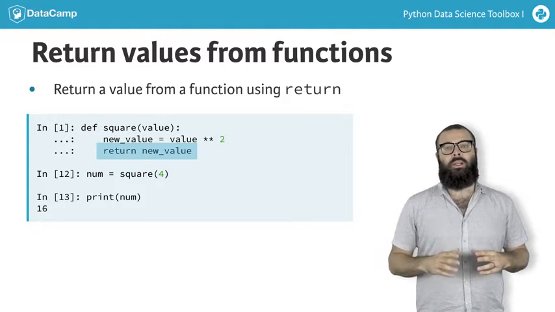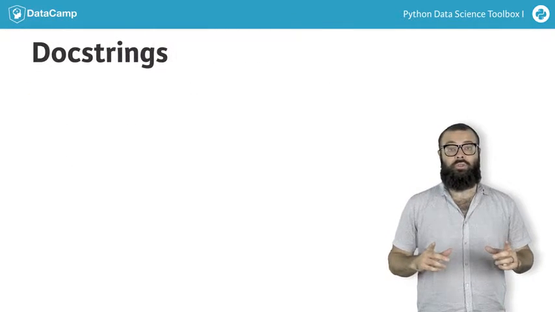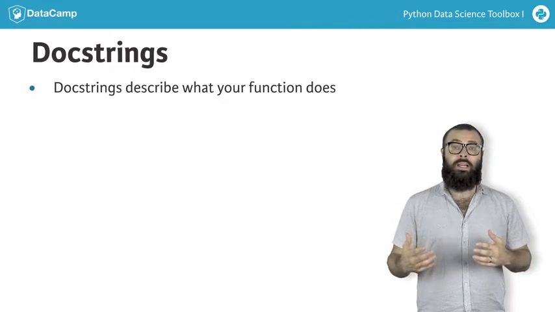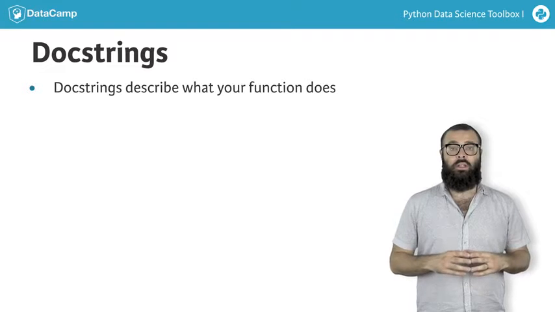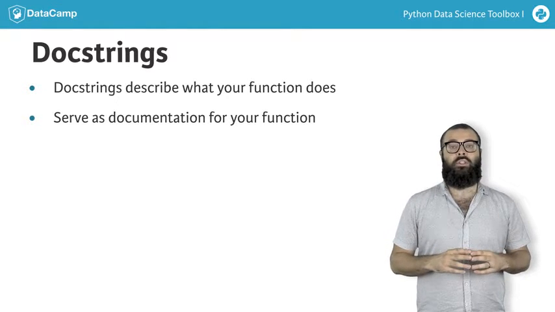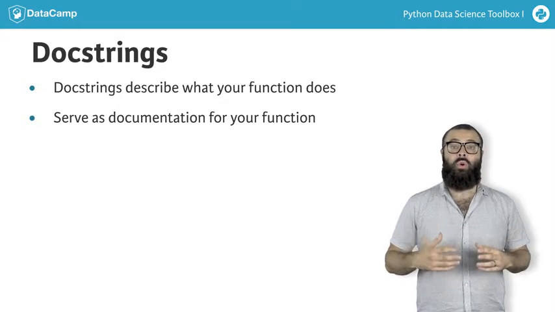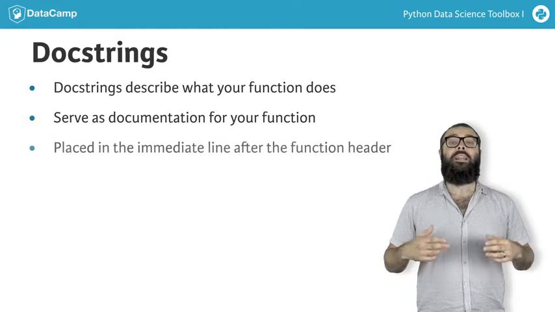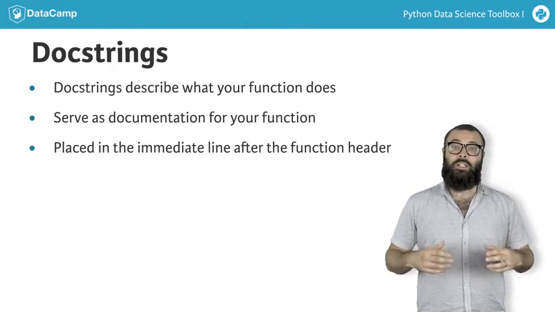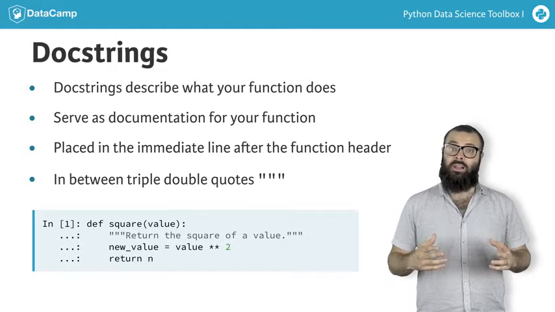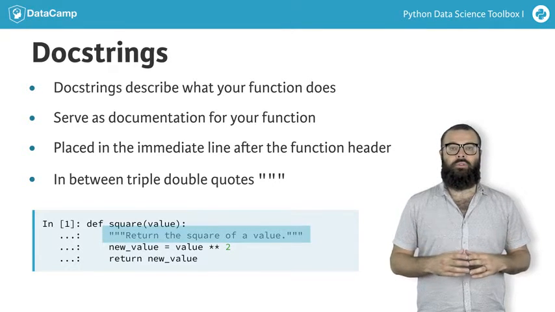There's another essential aspect of writing functions in Python: docstrings. Docstrings are used to describe what your function does, such as the computation it performs or its return values. These descriptions serve as documentation for your function, so that anyone who reads your function's docstring understands what your function does, without having to trace through all the code in the function definition. Function docstrings are placed in the immediate line after the function header, and are placed between triple quotation marks. An appropriate docstring for our function square is "Returns the square of a value."